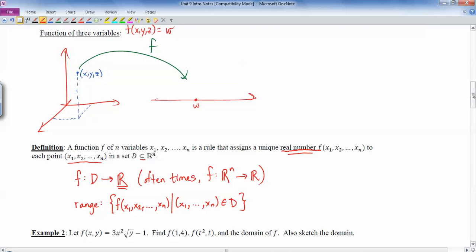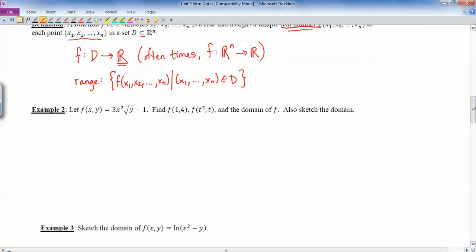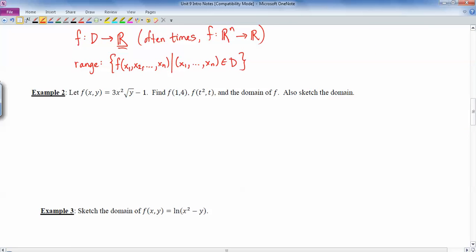Okay, so let's do some examples with multivariable functions, just so you can get a feel for them. I think they're pretty easy overall, at least the intro stuff is pretty easy. So f of x, y equals this thing with x's and y's in it. Find f of 1, 4, f of t squared, t, and then find the domain of that. Okay, so let's do f of 1, 4.